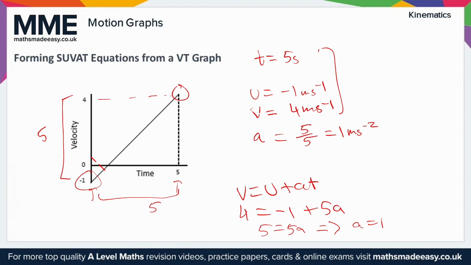So the other variable that we don't know is s. So how can we figure that out? Well, s is the displacement. So 2 options here. We can figure out the area under the graph, or we could use Suvat. Let's first do it via area under the graph. So we know the gradient is now 1. That makes this point 1, 0.